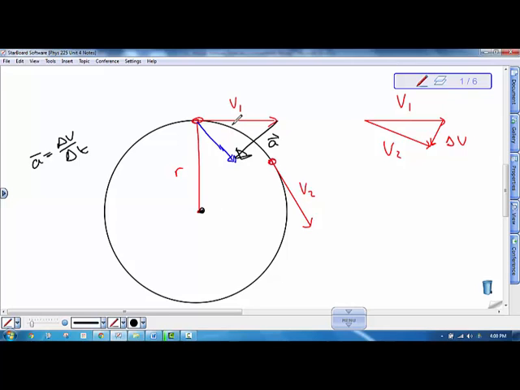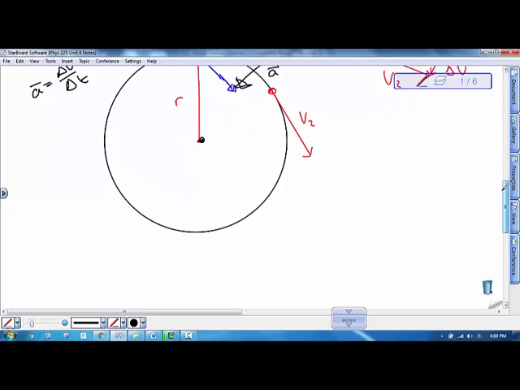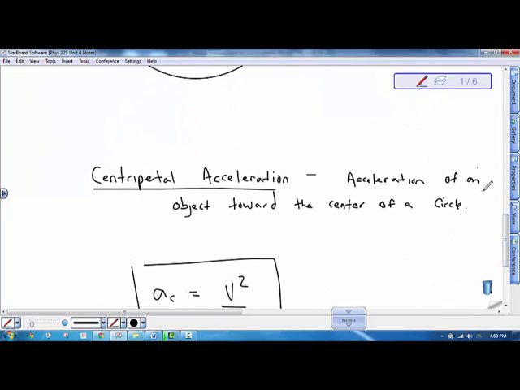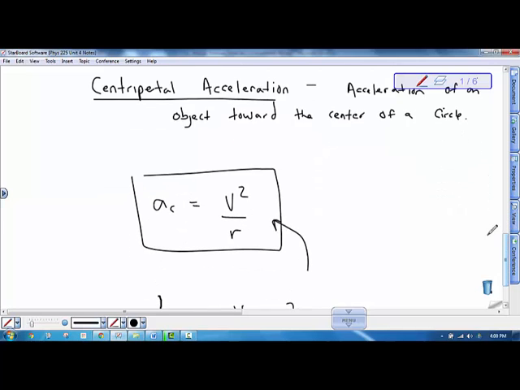I know that's kind of weird, but basically, if you look at your change in velocity, your velocity is always changing in such a way that the change vector is pointed to the center of the circle, which means that we have a centripetal acceleration, which is an acceleration of the object towards the center of a circle. Now, we have a formula for that on the formula sheet. It's v squared over r.